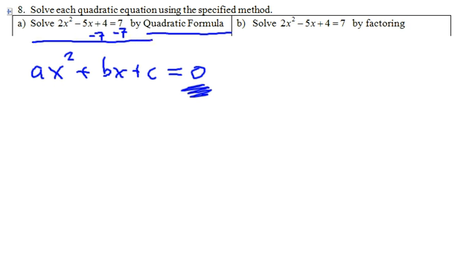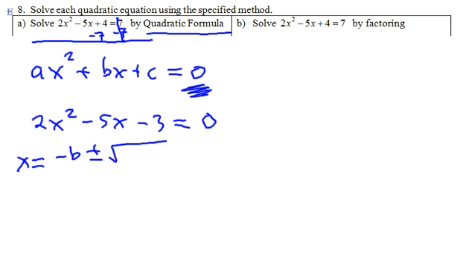Once you subtract 7, this problem turns into 2x squared, still minus 5x, and then 4 minus 7 is negative 3, and since the 7's cancel out, you now have equals 0. Now that you have the problem in standard form, you can apply the quadratic formula. Search YouTube, there's a bazillion quadratic formula videos, but here it is in short: x equals negative b plus or minus the square root of b squared minus 4ac, all over 2 times a.